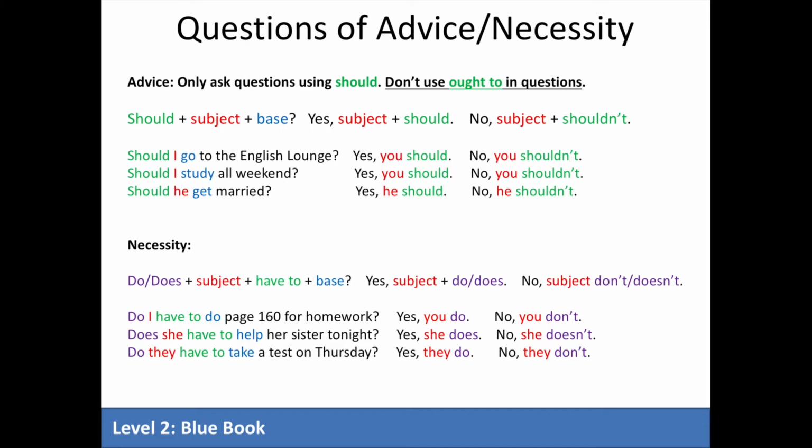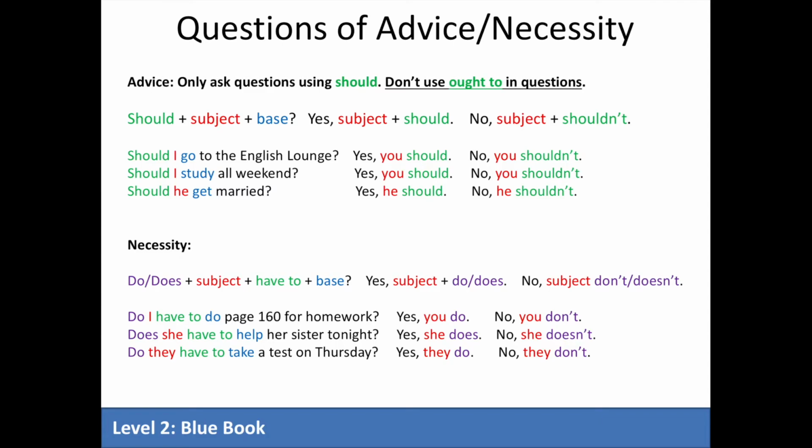Some examples. Do I have to do page 160 for homework? Yes, you do. Or, no, you don't. Does she have to help her sister tonight? Yes, she does. Or, no, she doesn't. Do they have to take a test on Thursday? Yes, they do. Or, no, they don't.